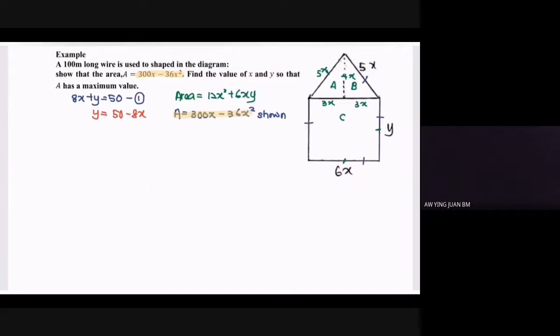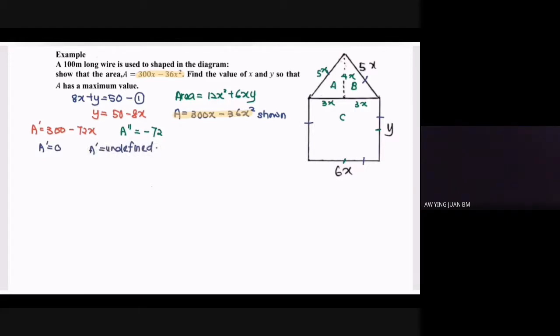Teruskan. Step number 2, find the first derivative and the second derivative. So second step, A prime will be equals to dA/dx, which equals to 300 minus 72x. Second derivative, A double prime equals to negative 72. Step number 3, find the critical numbers or the problems. How to find the critical numbers or problems? Where we have A prime equals to 0, A prime equals to undefined.